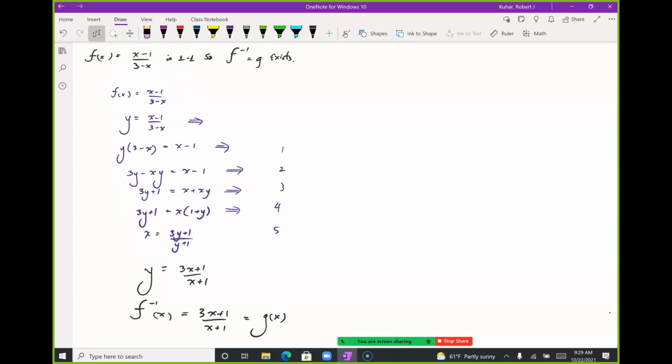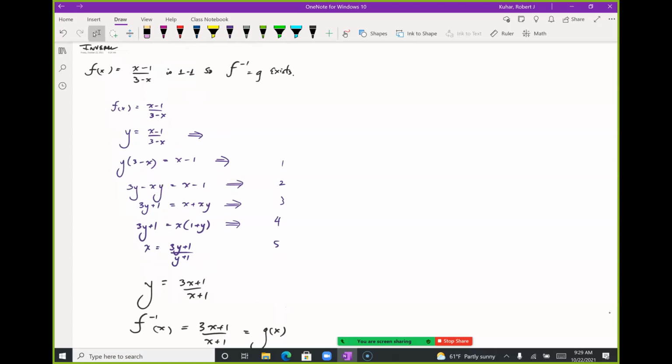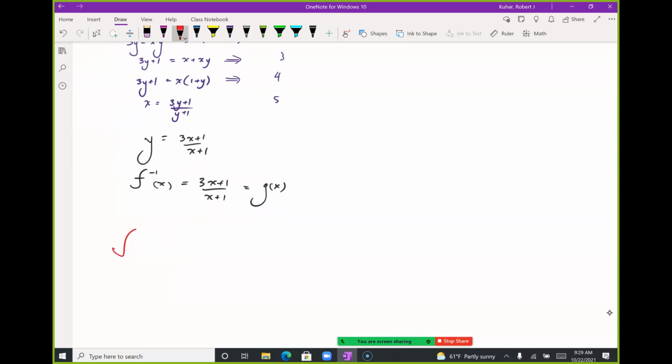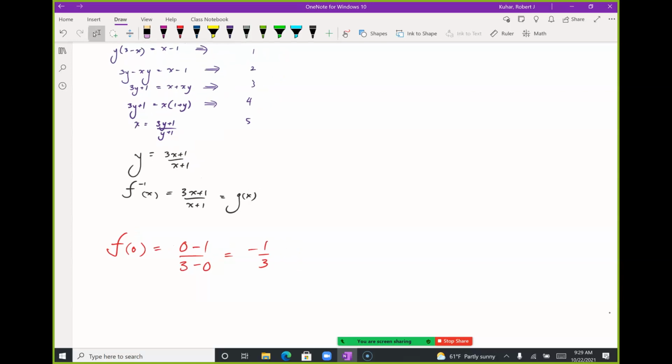So who's got a choice for a domain element of f? Who's got a choice for me? 0. 0 is fine. So f of 0 is (0 minus 1) over (3 minus 0), so minus 1/3. And we had this as our y-intercept anyway, right? Everybody here okay? Yes. Yep. And again, if you have questions or comments in the chat, that's fine.